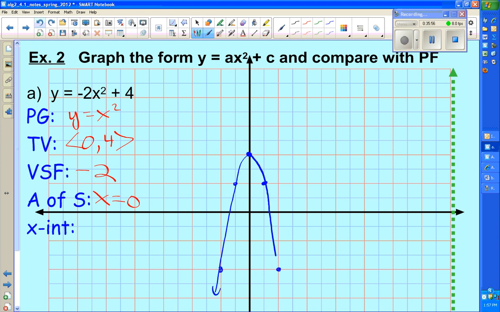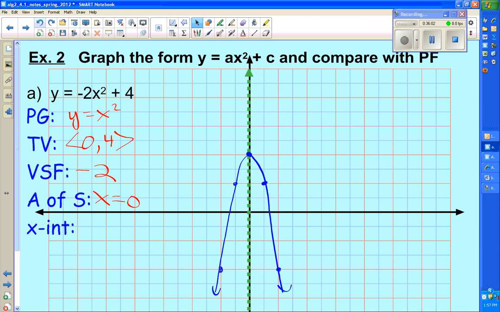Same shape as the one we just did a minute ago, but moved up 4 units. We're still x equals 0. Now take a look at the x-intercepts on this. Can you tell what they are?